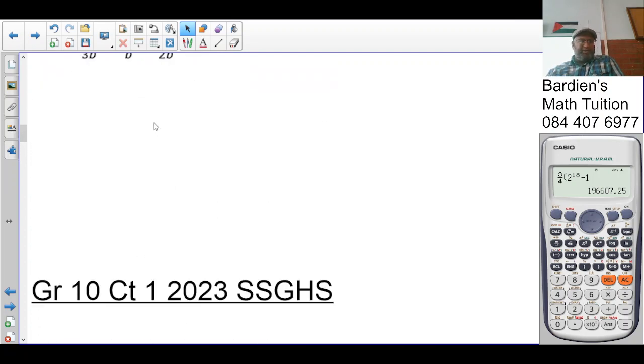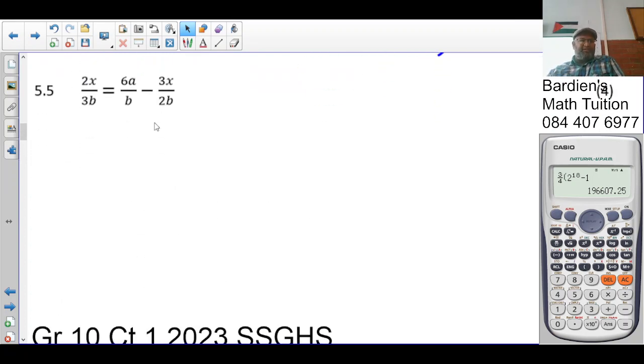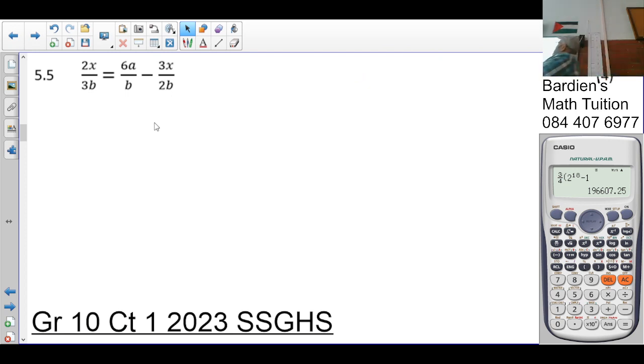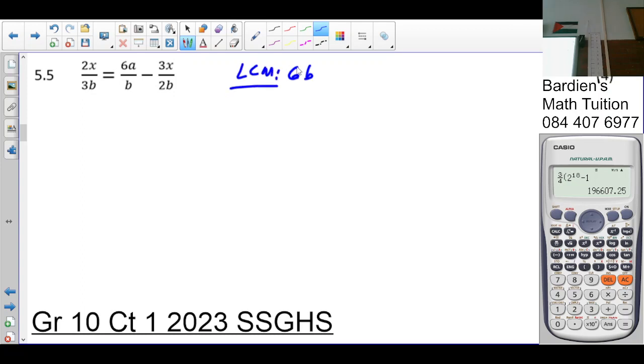Alright, so we must do now 5.5, correct? So, people, what's my LCM here? The question says solve for x. 6b. The question paper can be found in the description box below. So, what's the LCM? The 6b. So, what's my restriction? B can never be equal to 0.